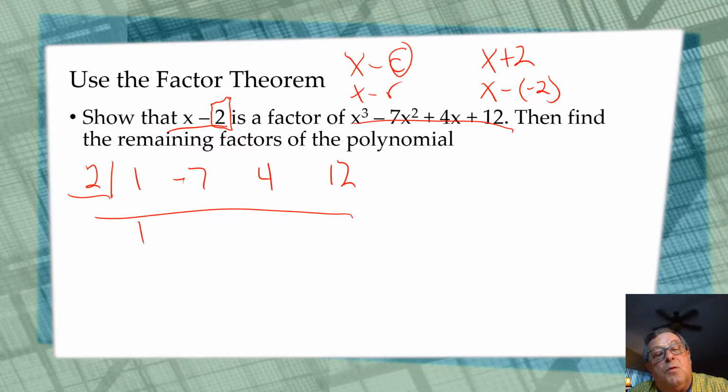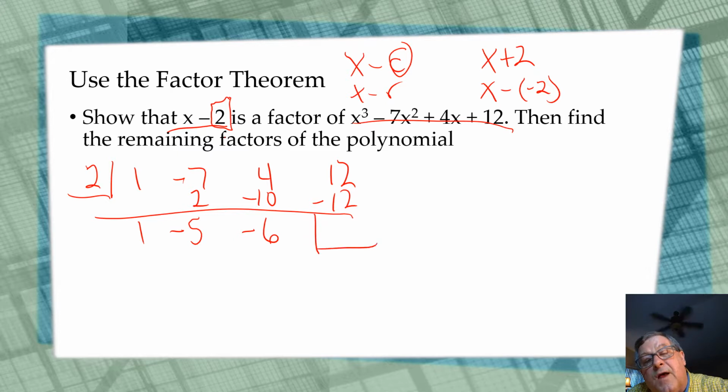We'll see, 2 times 1 is 2. Negative 7 plus 2 is negative 5. 2 times negative 5 is negative 10. 4 minus 10 is negative 6. And 2 times negative 6 is negative 12. And 12 minus 12 is in fact 0. So that x minus 2 is in fact a factor. We got a 0 remainder.